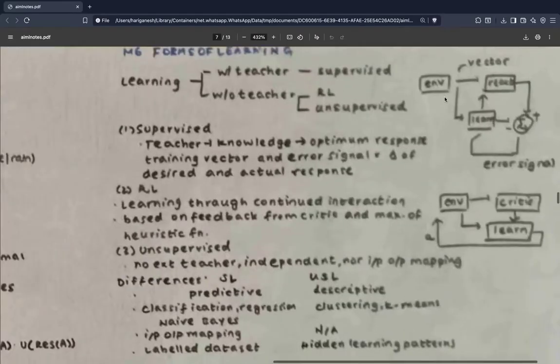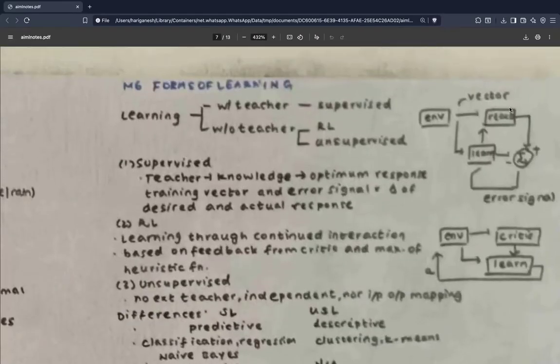If you zoom in, you'll see environment. This is reaction. This is learning. This is a summation that leads to an error signal. It's a minus here for the learning and a plus for the reaction. There's a vector that you feed into the reaction.